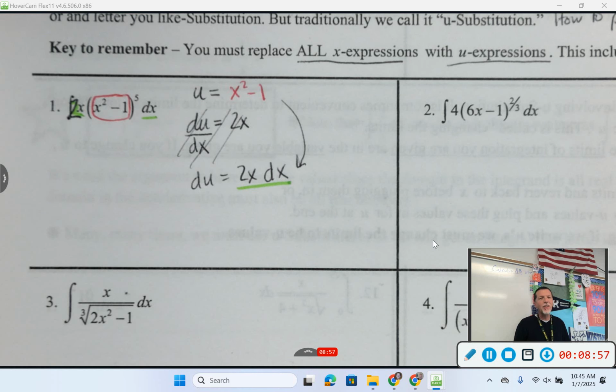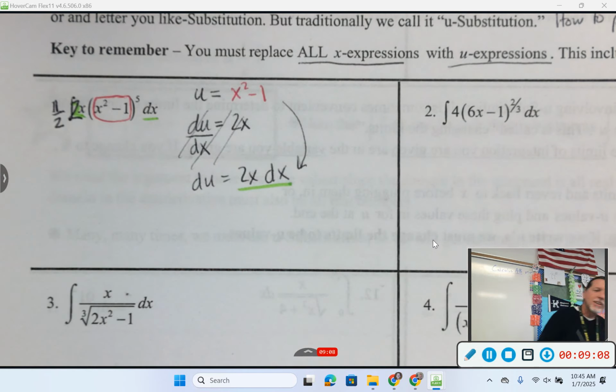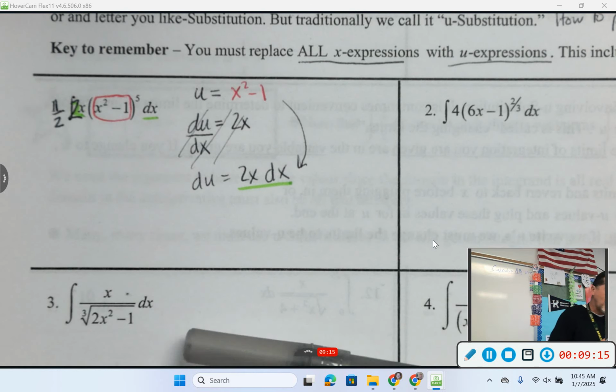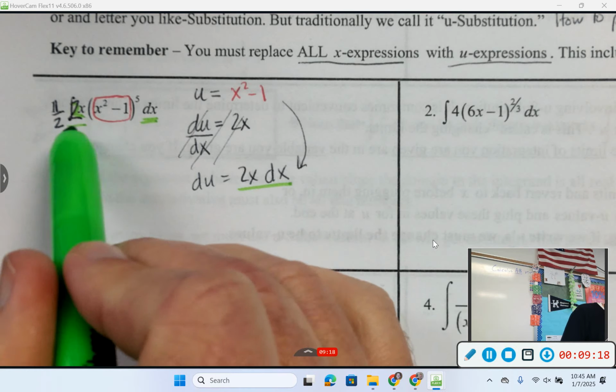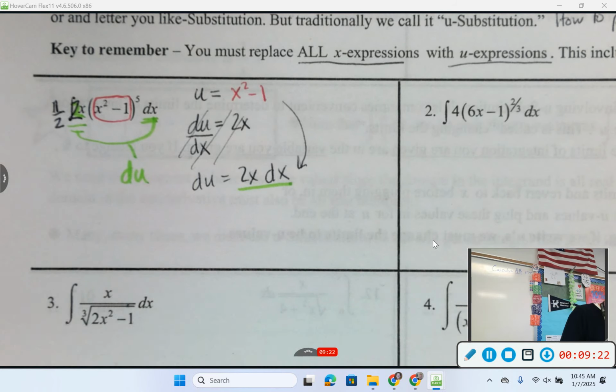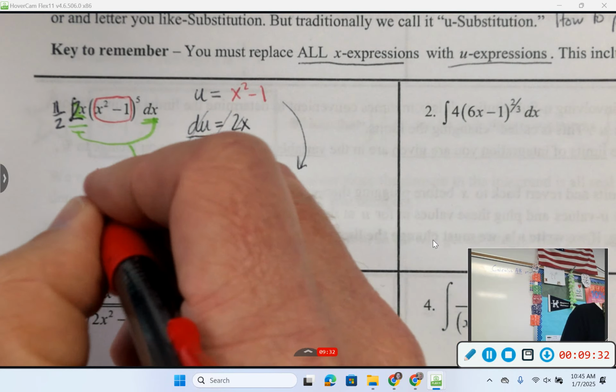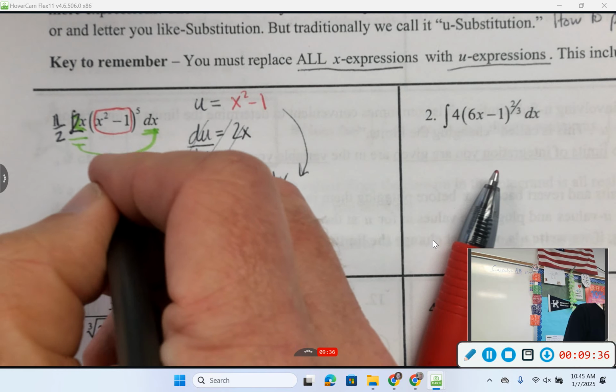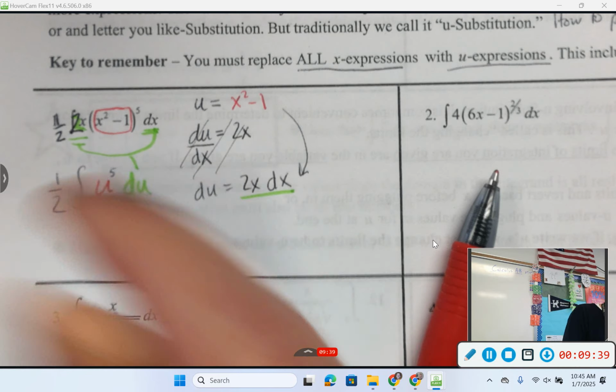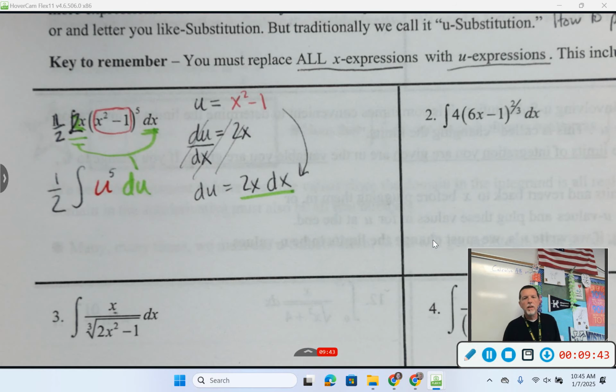Any thoughts on what else I could multiply by that would cancel out the 2? I'm going to put a 1/2 out front because the 1/2 and the 2 would cancel each other out. The reason I did that is now I've got 2x dx, which is the same thing as du. So the 2x dx combines to make du. We already replaced x squared minus 1 with u. That 5 is still there. And there's now a 1/2 out front. But now I've got a much, much easier thing to integrate.